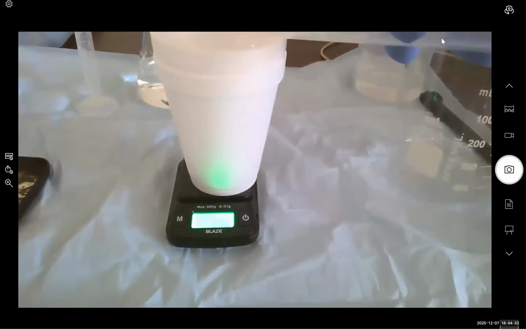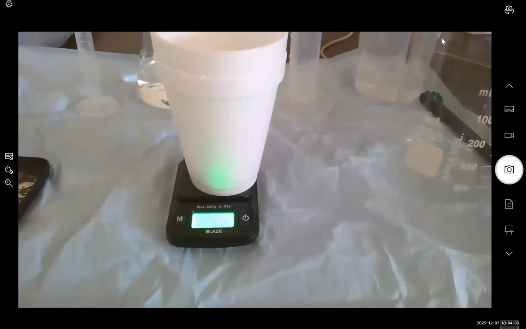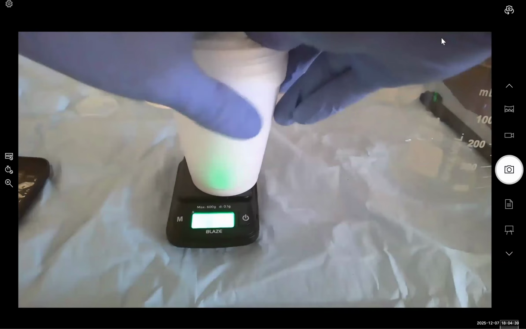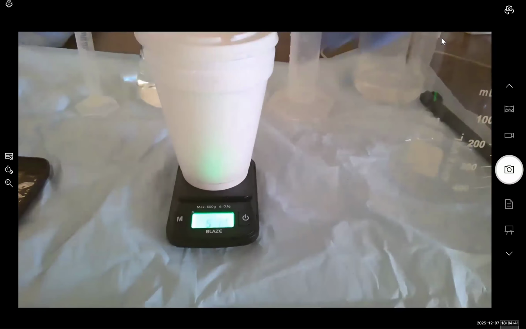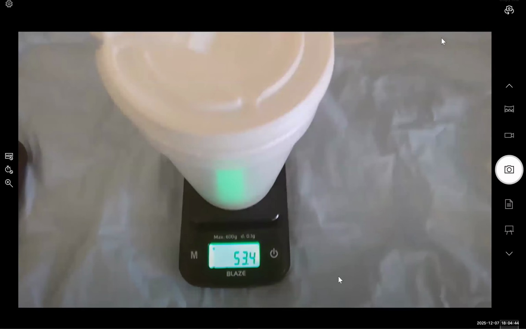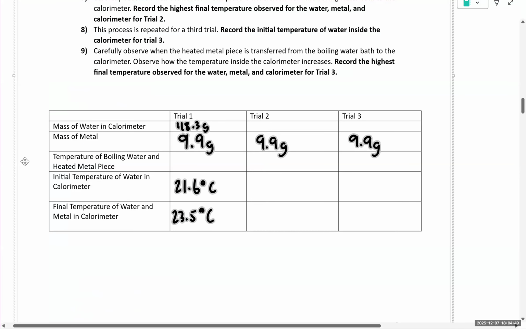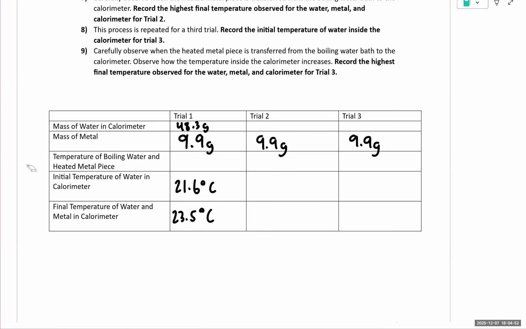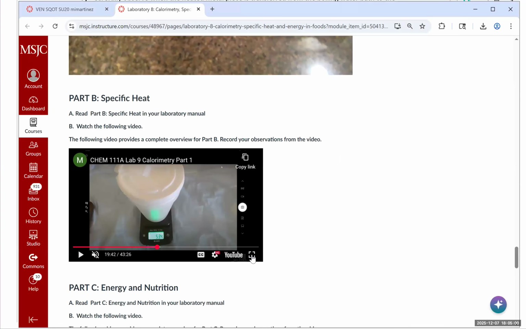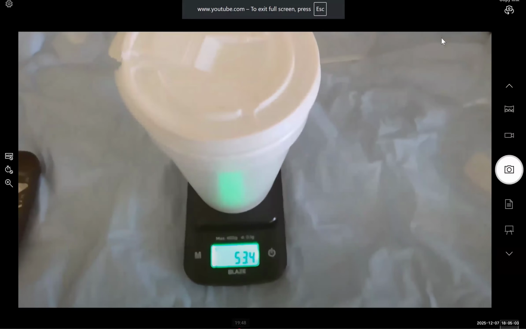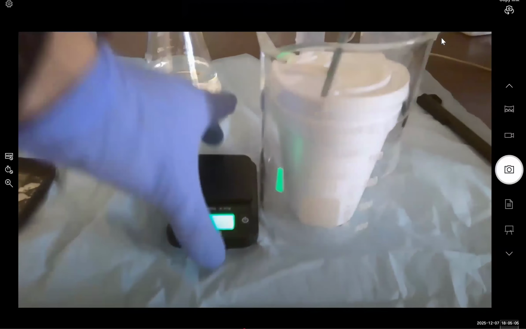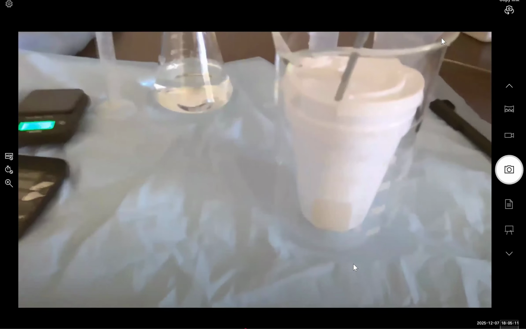Okay, so we added the water to our calorimeter for the second trial. The reason why we do multiple trials is just for consistency. Okay, now let's record the mass. This gives us a mass of 53.4 grams of water for trial 2. Okay, we're now ready to move on to heating the metal piece and running our second heating trial.